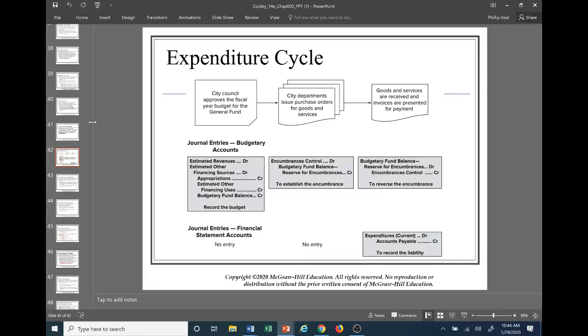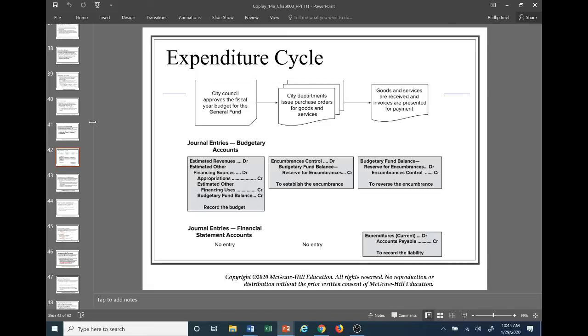So goods and services are now received, right? So now all we're going to do is reverse the original encumbrance. We're going to debit budgetary fund balance reserve for encumbrances and credit encumbrances control, because it's the complete opposite now. So now we've unencumbered those funds, right? Why did we unencumber them? We don't need to have that encumbered because now we have a liability, right? So we unencumber the funds as the first step because we've actually received the goods and services. So now we have a liability, so we have to account for it.